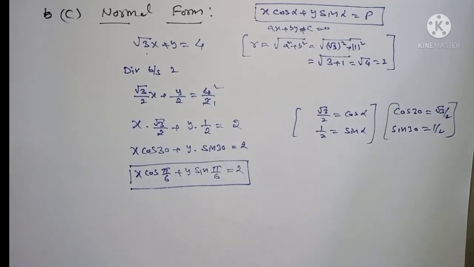Clear? These are the 3 methods. Very important question. First is the slope intercept form, second is the intercept form, and third is the normal form. You can do all the remaining problems.